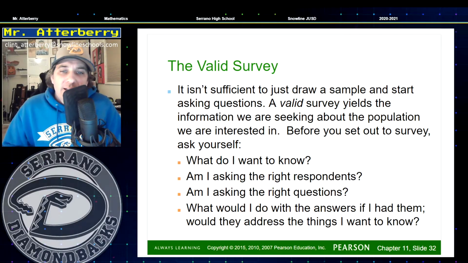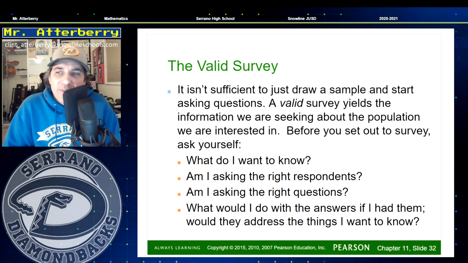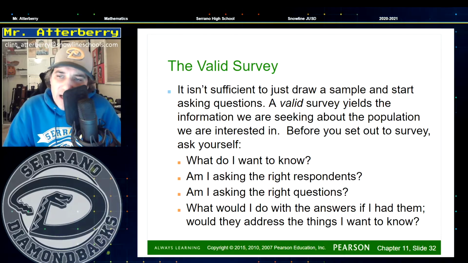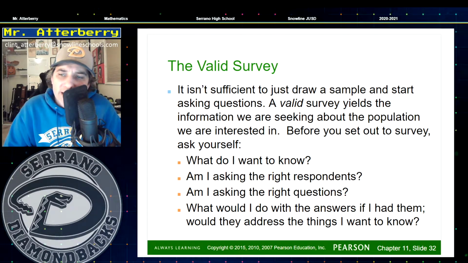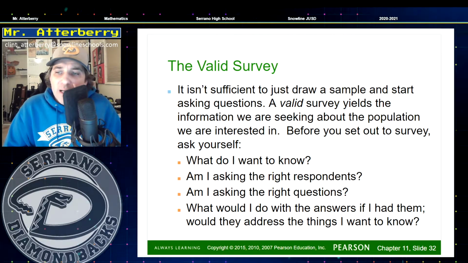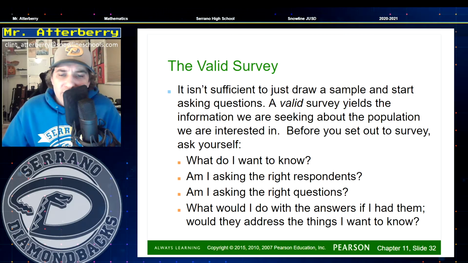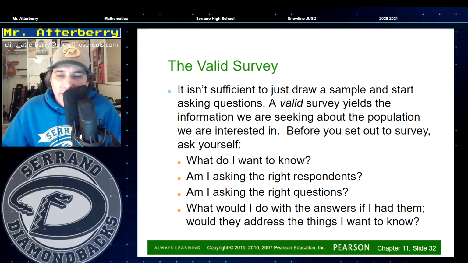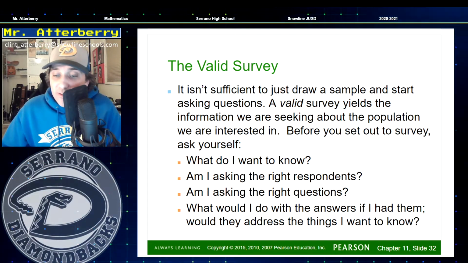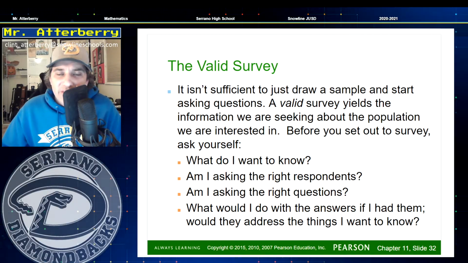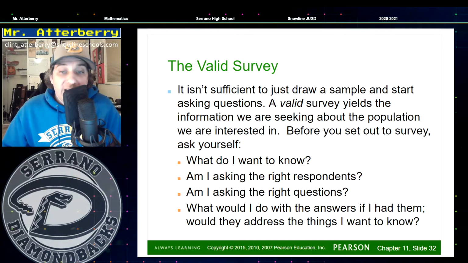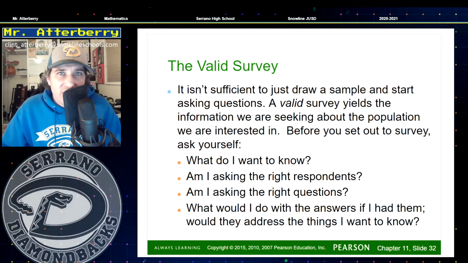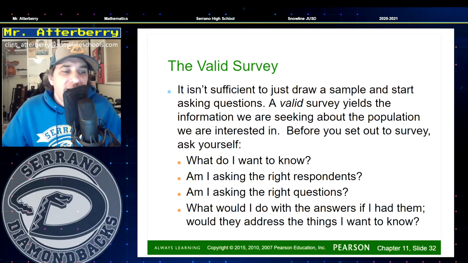Okay. It isn't sufficient to just draw a sample and start asking questions. A valid survey yields the information we are seeking about the population we are interested in. Before you set out to survey, ask yourself: What do I want to know? Am I asking the right respondents? Am I asking the right questions? What would I do with the answers if I had them? Would they address the things I want to know? Okay, so very important questions before you start. The more prep you do, the better your sample will be.